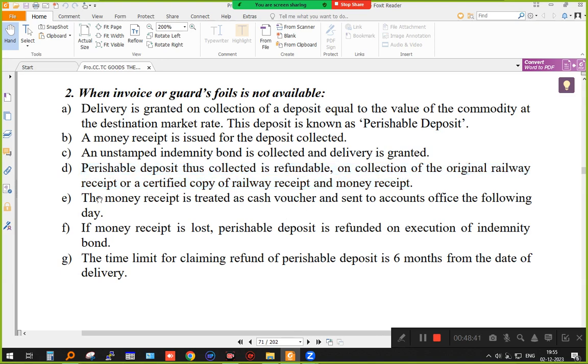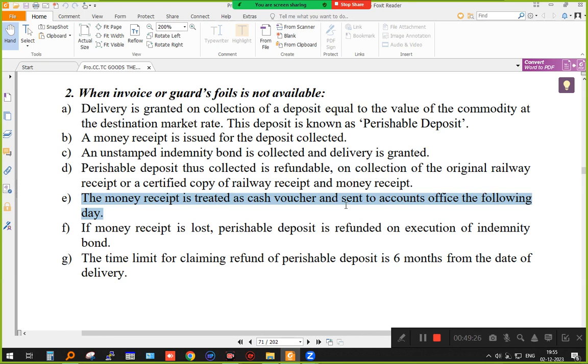So, the money receipt is treated as cash voucher and sent to accounts the following day. Can anybody tell what this is? Point E. So when we collect the money receipt, we need to pay the cash, and that money receipt is equal to cash vouchers. Exactly. The money which was deposited to us is, for example, on the 2nd of December 2023. The person brings back the RR or a copy of the invoice and the money receipt and the perishable deposit receipt on the 5th of December. The money is refunded from the cash of the 5th of December, right?